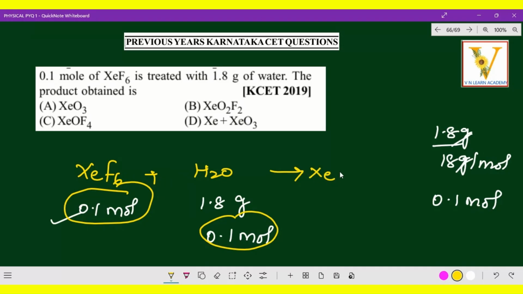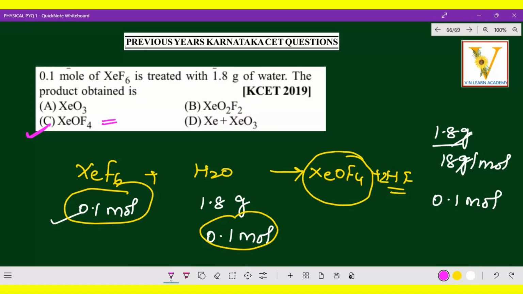Here XeOF4 plus HF, right? So HF means H2, so here 2 HF. So XeOF4 plus 2 HF. Is it balanced? 6 fluorine here, 4 plus 2 is 6, hydrogen 2, oxygen 1, xenon 1. Yes. So what is the answer? XeOF4. So option C is the correct option. Indirectly, a very intelligent question. I hope you got the clarity.